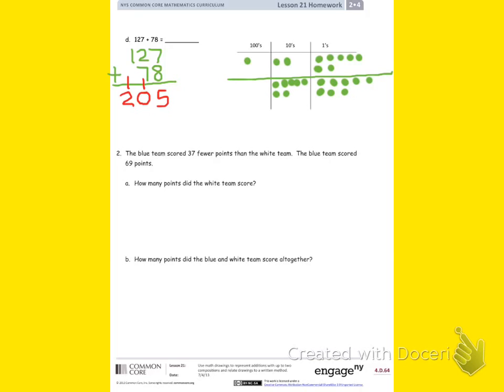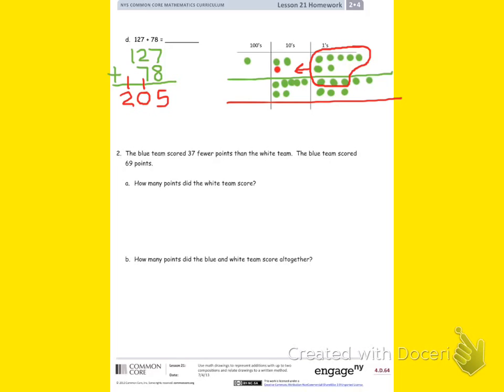Here's my new color to draw the equals line. 7 plus 8 has more than enough for me to be able to circle a group of 10. So here's 7, 8, 9, 10. That group needs to move over to the tens column because that group of ones is 10 ones, and 10 ones equals a group of 10.